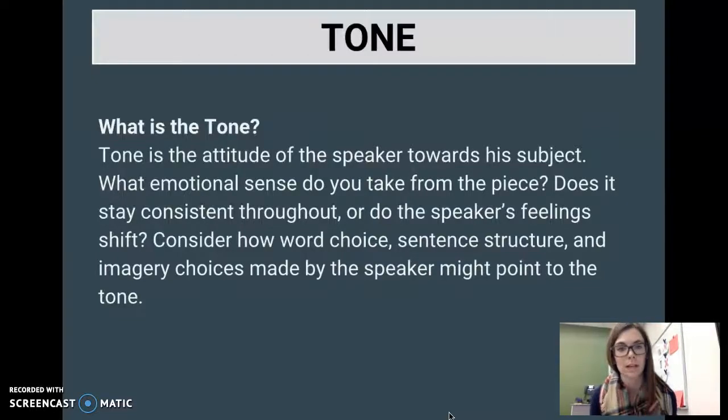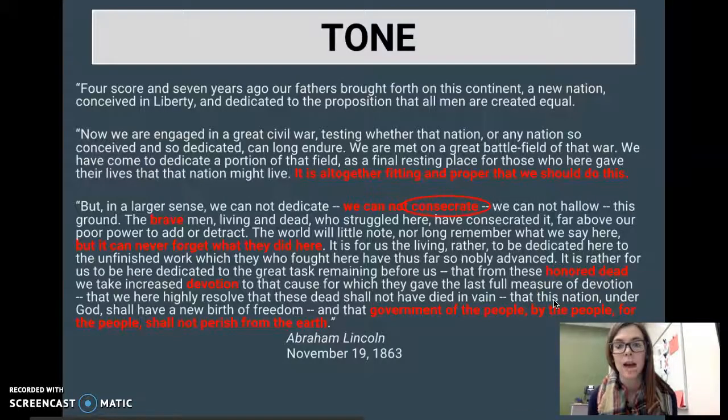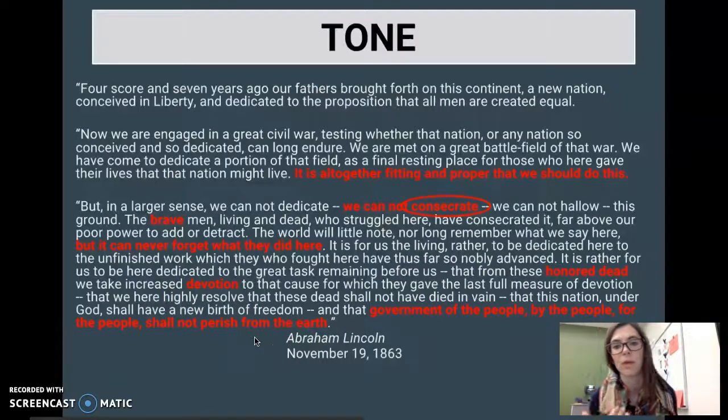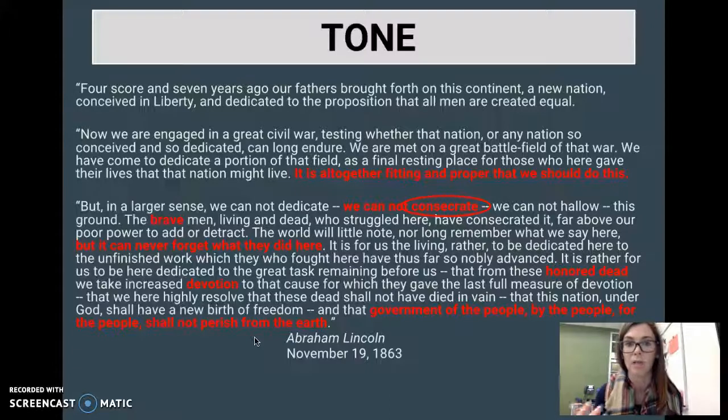So going back to our example with the Gettysburg Address, I noticed the diction of the word consecrate, the idea of honored dead, using diction like devotion, and the allusion to the Declaration when he says that government of the people, by the people, for the people, shall not perish from the earth. And so for me, I really thought his tone was very somber at first and eventually ended with encouragement and trying to give hope to his audience. So a hopeful tone towards the end.